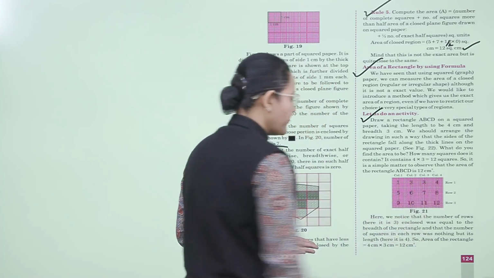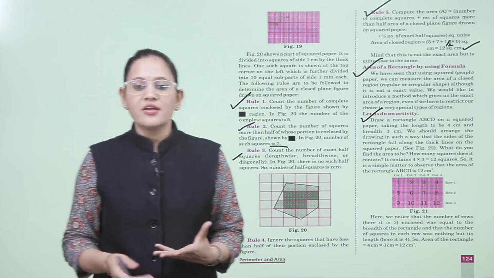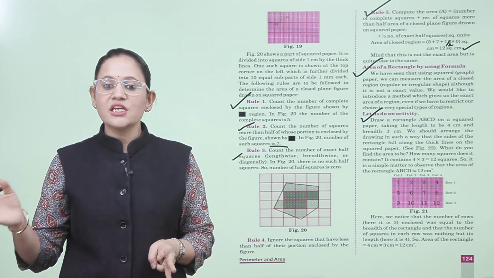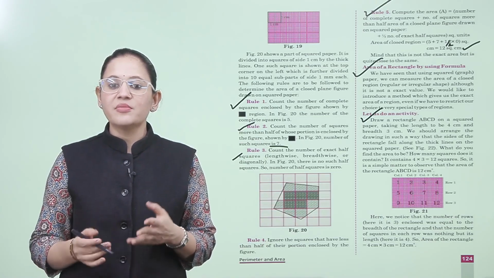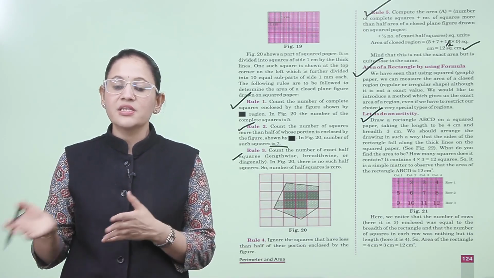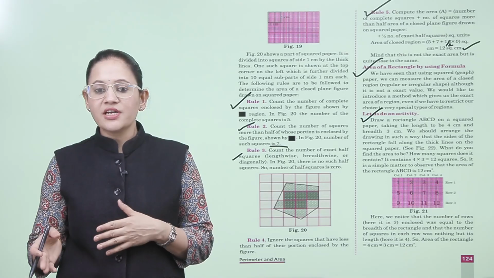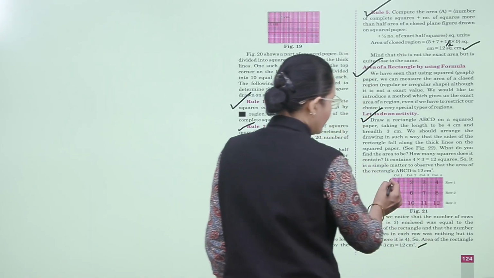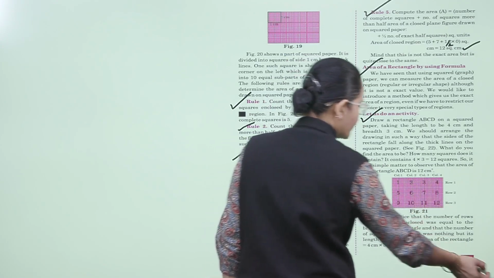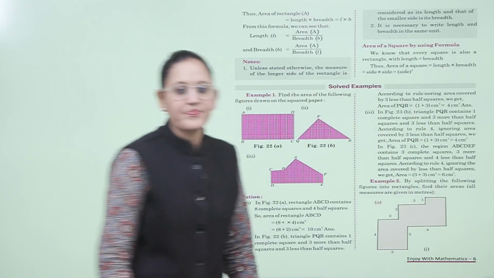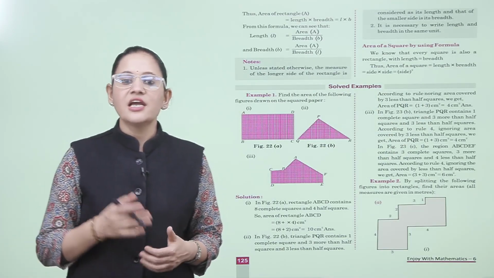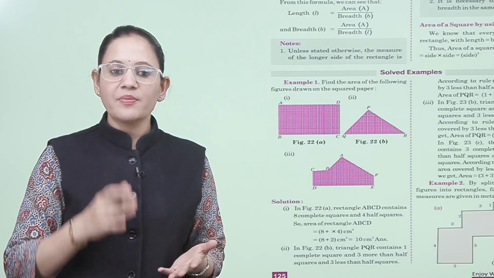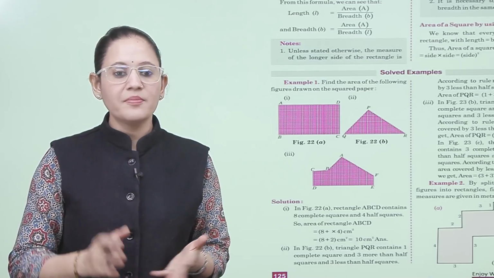4 into 3. Clear? Here we notice that the number of rows is 3, equal to the breadth of the rectangle, and the number of squares in each row is nothing but the length. So the area of the rectangle is 4 into 3, 12 square centimeter. 1, 2, 3, 4; 1, 2, 3. So 4 into 3, 12 square centimeter. Thus the area of a rectangle is length into breadth, L into B. From the formula we can see length equals area upon breadth and breadth equals area upon length.